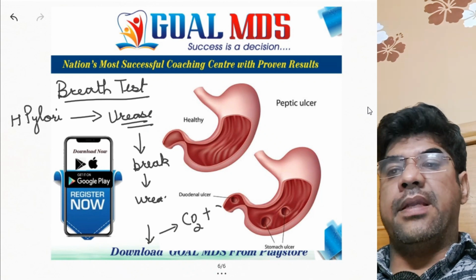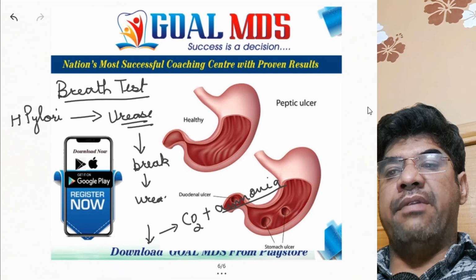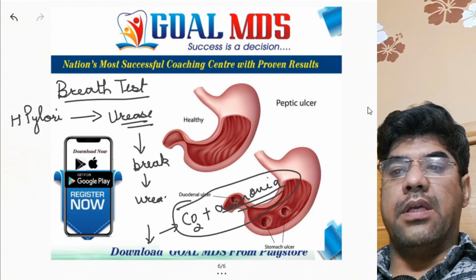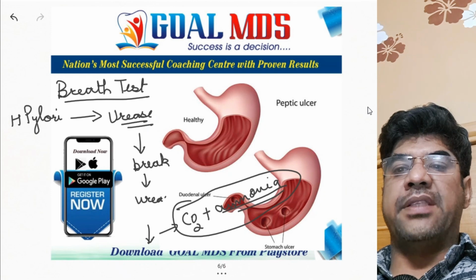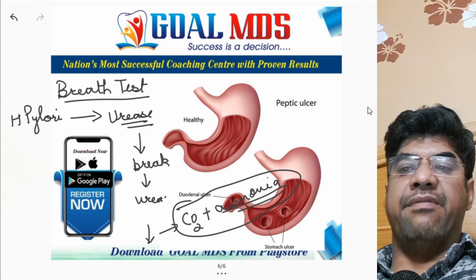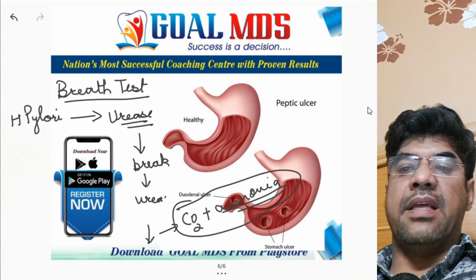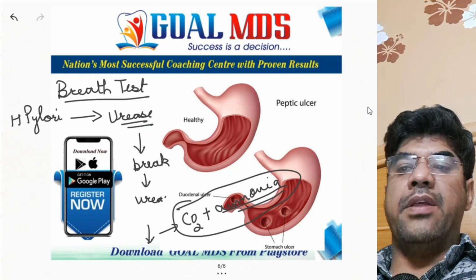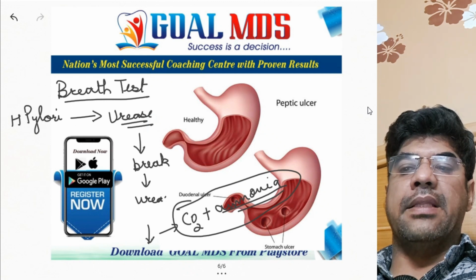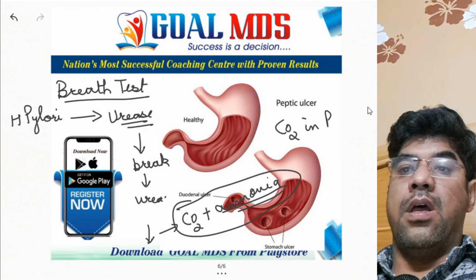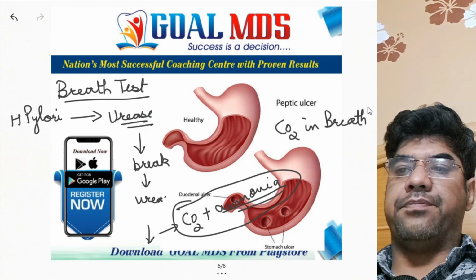So during the breath test, the person will drink a solution containing a small amount of urea that has been labeled with a special carbon atom. If H. pylori is present in the stomach, the urease enzyme will break down the labeled urea and produce labeled carbon dioxide that can be detected in the person's breath. So this is all about the urease breath test.